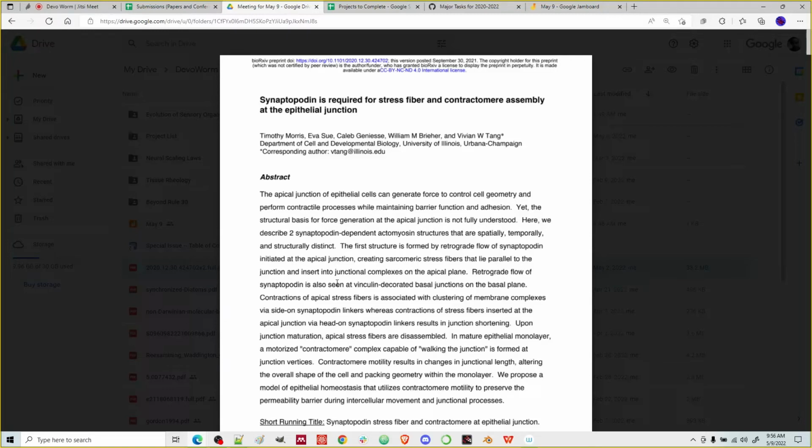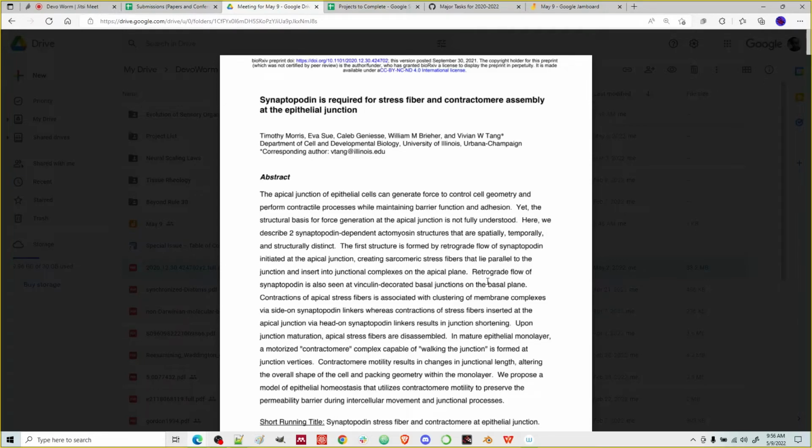Retrograde flow of synaptopodin is also seen at vinculin-decorated basal junctions. So this is this synaptopodin. I guess it's flowing or moving around. Do you know, Susan, how to visualize this in everyone's mind?